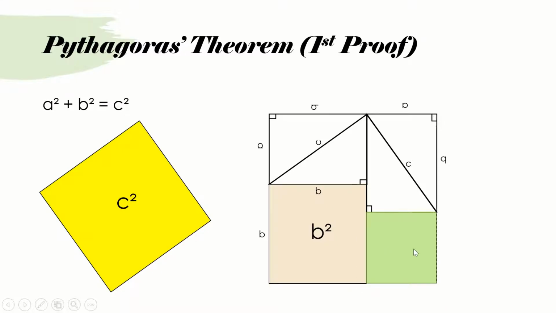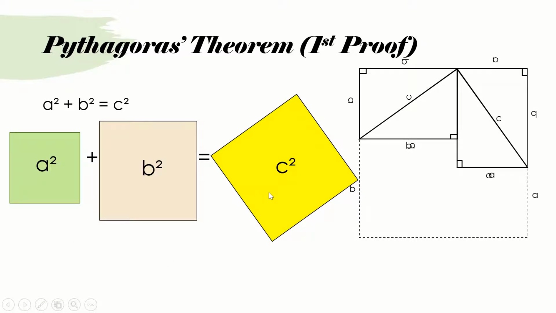What about this green shape? We know that this is A and this is A. Opposite sides are equal, so A as well. So this is a smaller square whose area is A square. Because this space is equal to C square, the area of these 2 squares, A square plus B square, equals C square. So this is the first proof to show that the theorem is true.